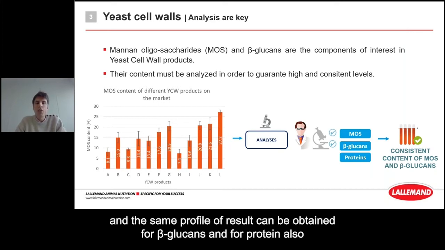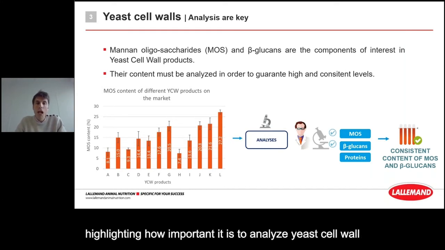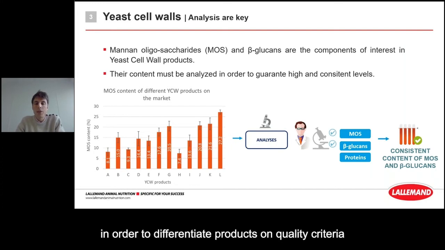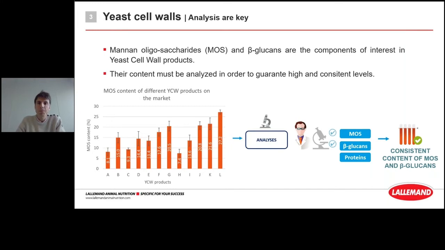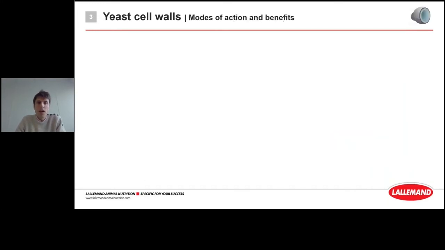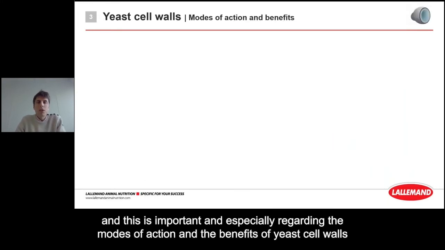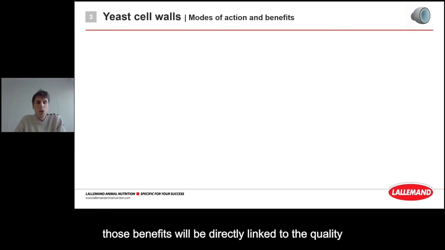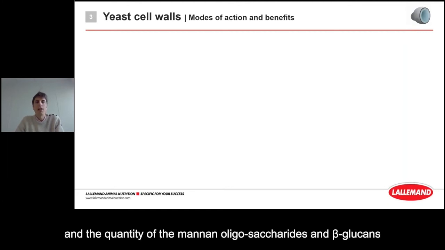And the same profile of result can be obtained for beta-glucan and for protein also, highlighting how important it is to analyze the cell wall in order to differentiate products on quality criteria. And this is important, especially regarding the mode of action and the benefits of yeast cell walls. Those benefits will be directly linked to the quality and the quantity of the mannan oligosaccharides and the beta-glucans.